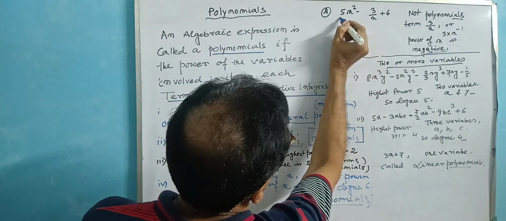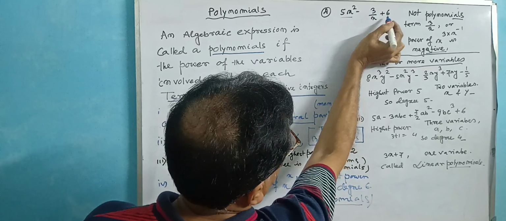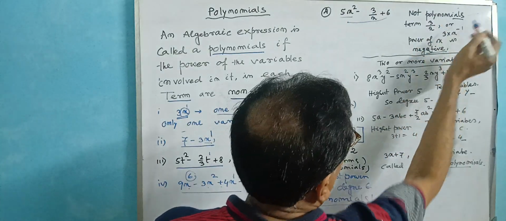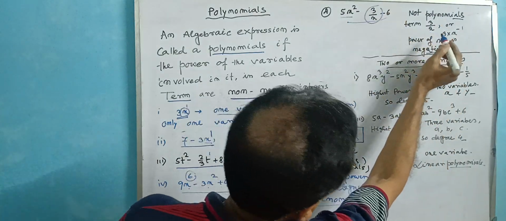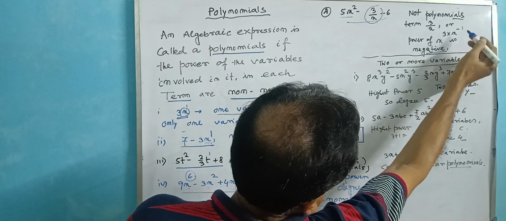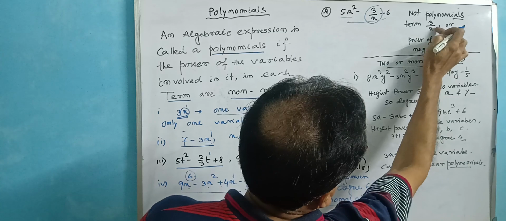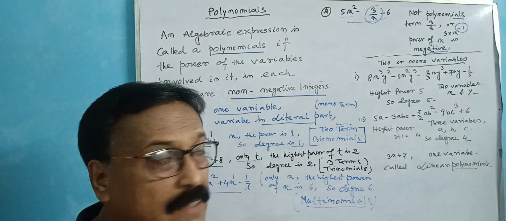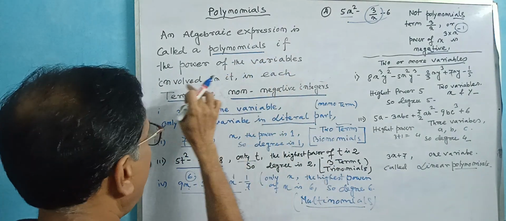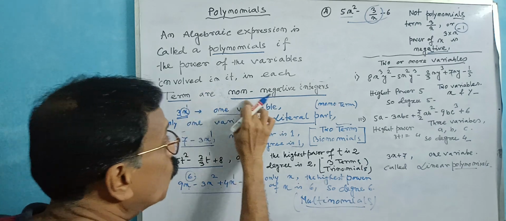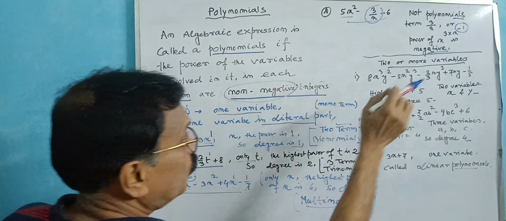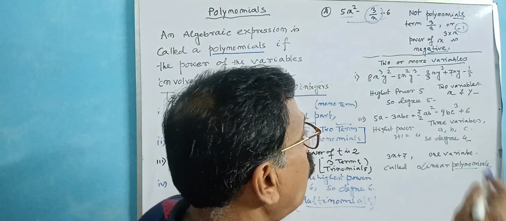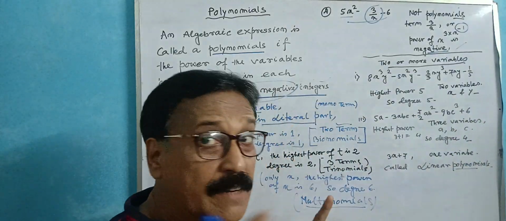Now here is 5x square minus 3 by x plus 6. Is it a polynomial? No, it is not a polynomial. Why? Because of the term 3 by x. Here I write 3 by x, or I write it as 3 into x to the power minus 1. So the power is minus 1. What is the definition? The power of the variable in each term must be a non-negative integer. Here it is negative, so it is not a polynomial. That is very important. Be careful.